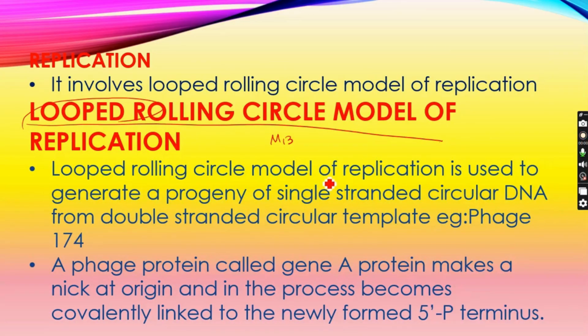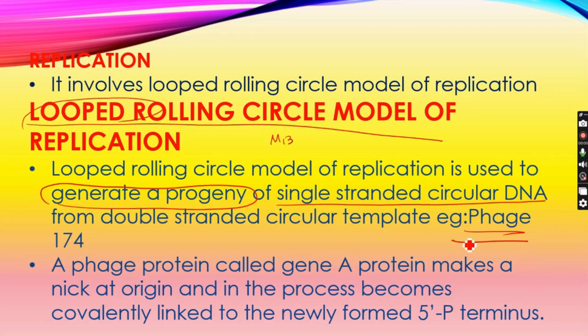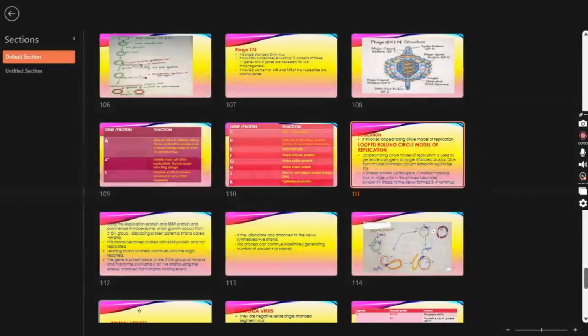So, the looped rolling circle model of replication is going to generate a progeny of single-stranded circular DNA. It generates the replication of single-stranded circular DNA, especially in phage φX174. Here, the gene A protein is an important protein. It attaches to the 5' phosphate terminus by covalent linkage.